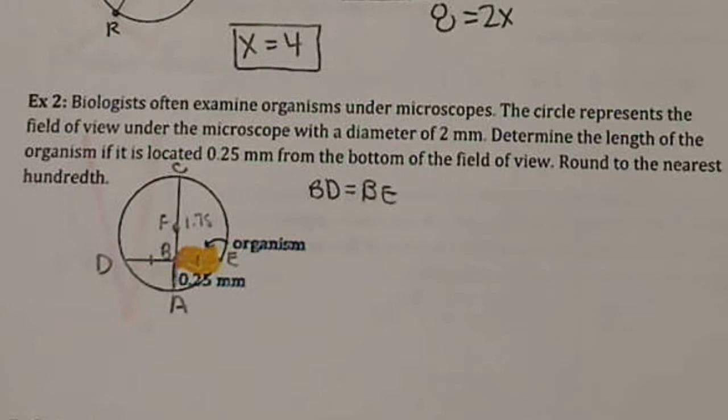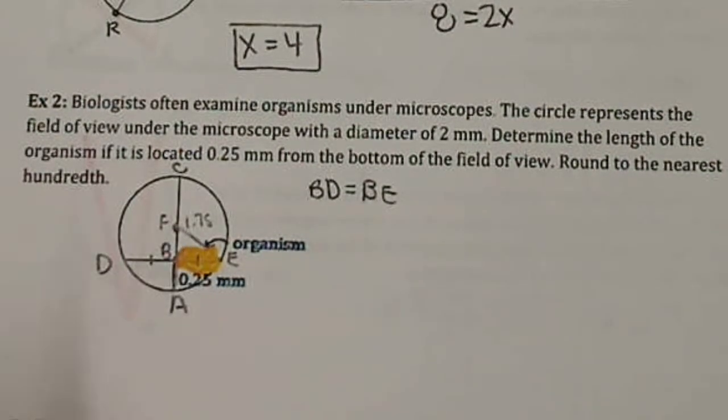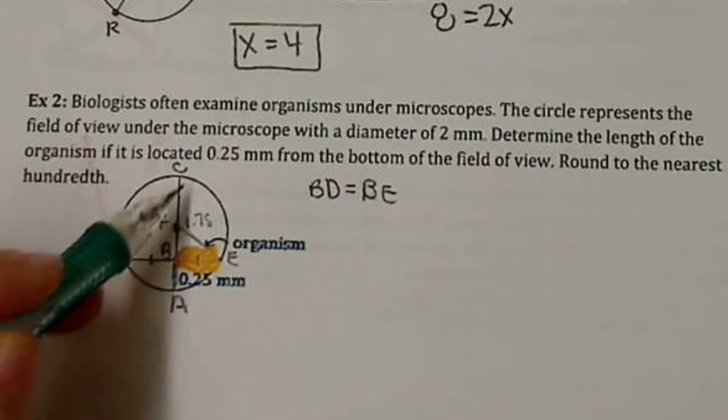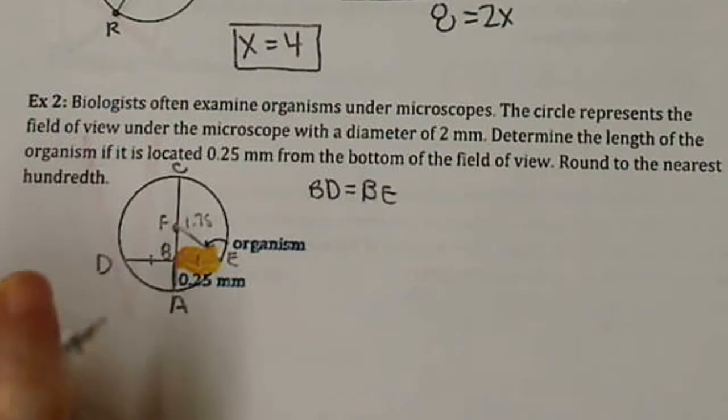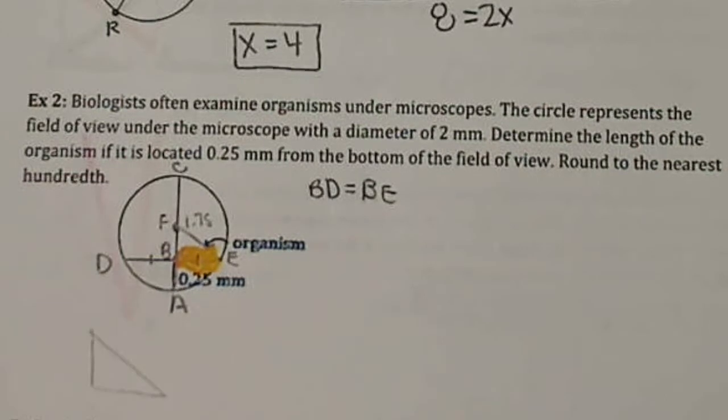Okay. Since I know that, how can I find the length of the organism? Remember we talked about making a triangle here? Okay, if this is 0.25, this is 1. If I pull this out, then I can have a triangle. That's one way to do it.